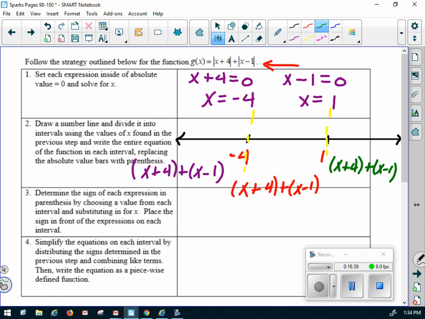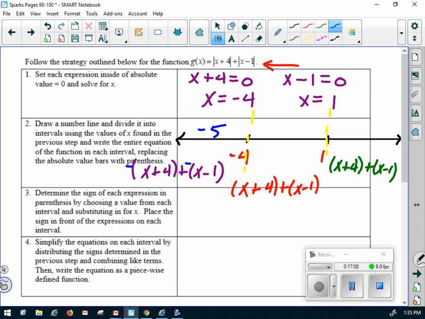Now I'm going to pick a number in each of those intervals and see if it makes the stuff in each set of parentheses positive or negative. Pick a number less than -4. -5. Does -5 make this first set of parentheses, x plus 4, positive or negative? Negative. Stick a negative right there. What about x minus 1? Negative. We'll distribute negative ones in just a little bit.